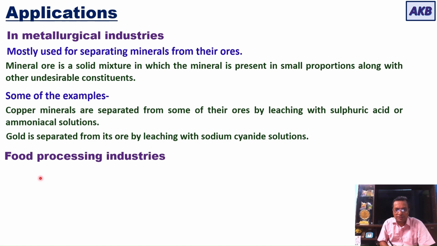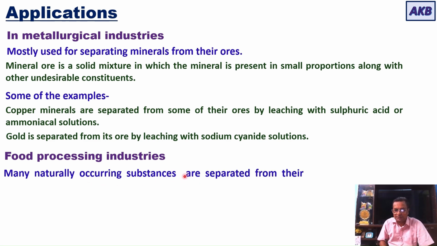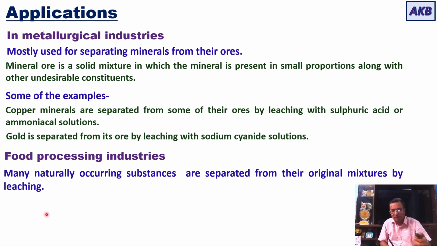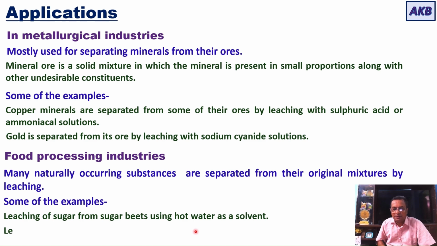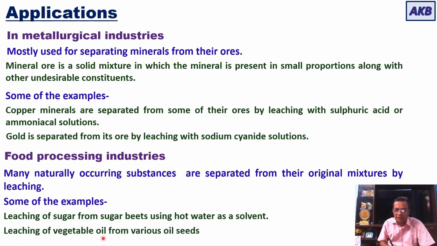Other industries which have appreciable applications for leaching are food processing industries. Many naturally occurring substances present in plants or animal parts are separated from their original mixture by leaching. Some of the examples are leaching of sugar from sugar beets using hot water as the solvent, and leaching of vegetable oil from various oilseeds.